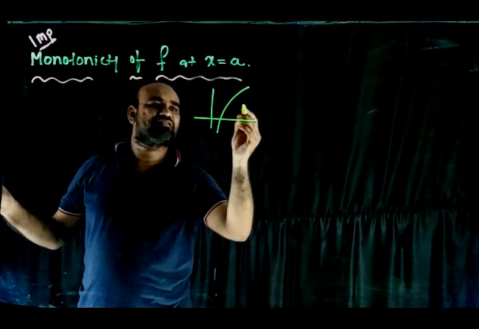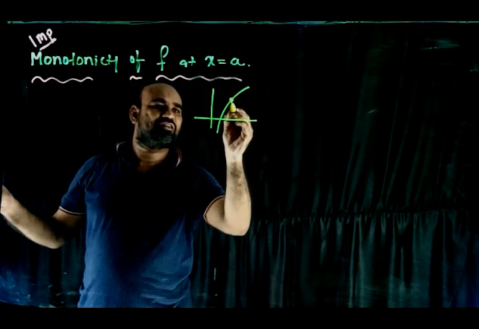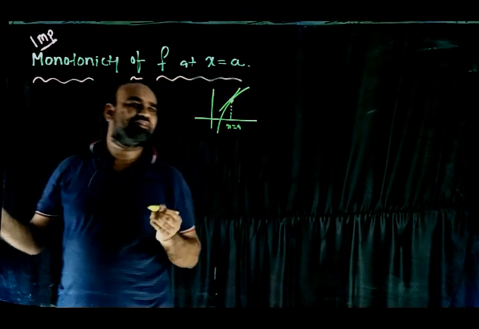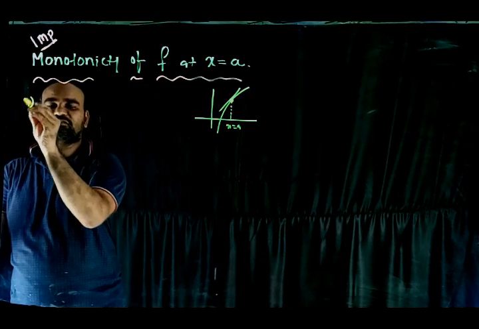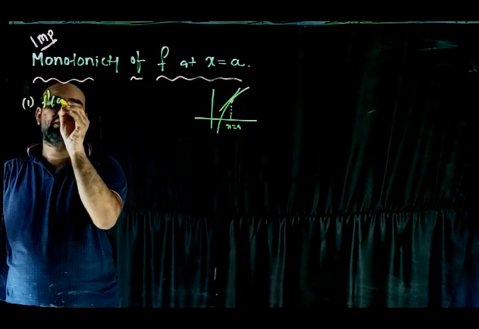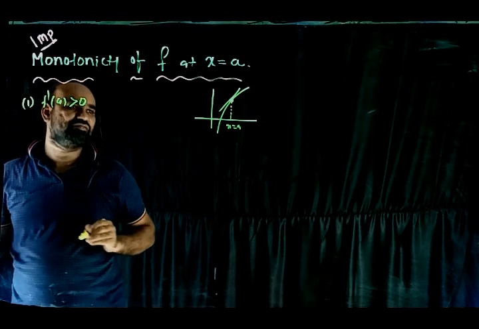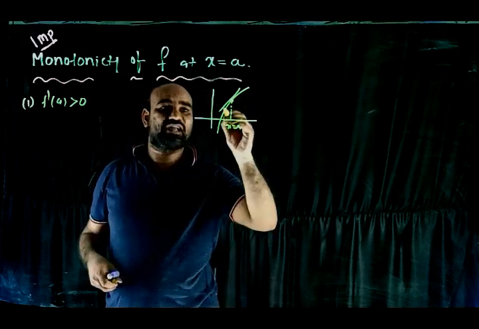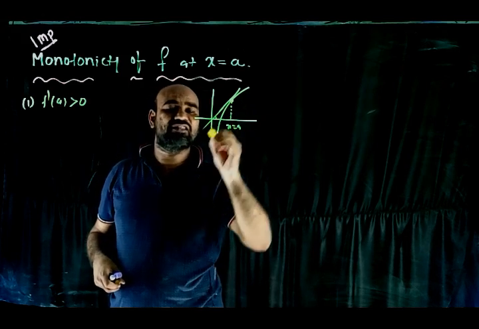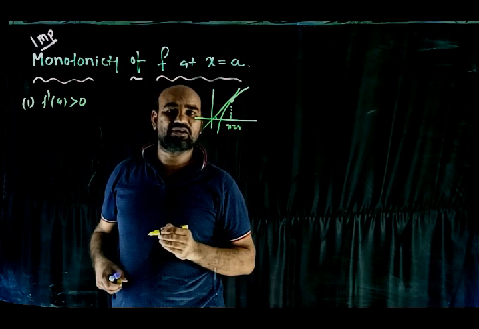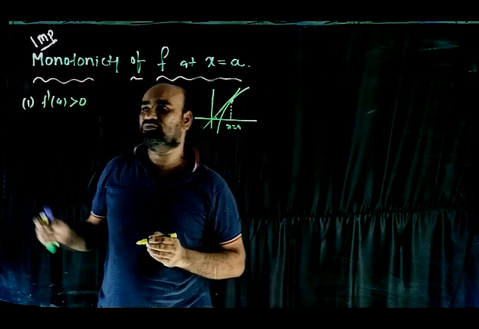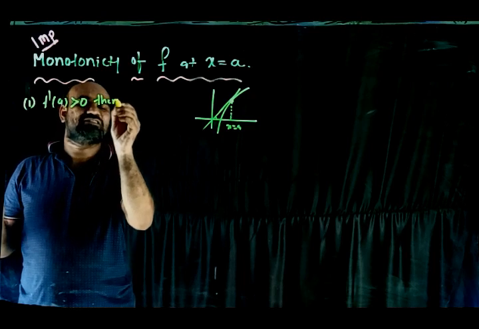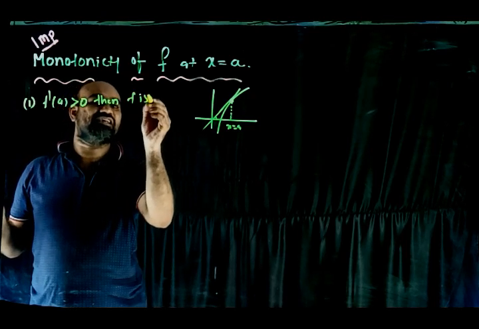This is a function at x equal to a. Okay, first one, f dash of a greater than 0 means at (a, f of a), if we draw a tangent, the tangent is making an acute angle with the x-axis in the positive direction, meaning its slope is positive. If f dash of a is greater than 0, then we can say f is increasing.